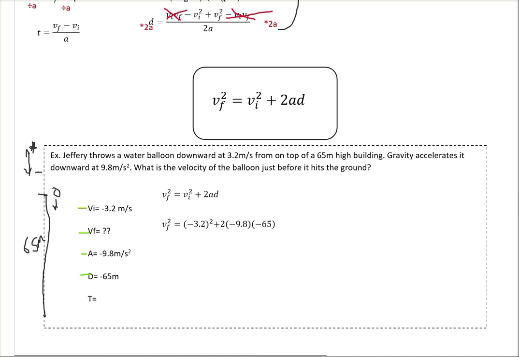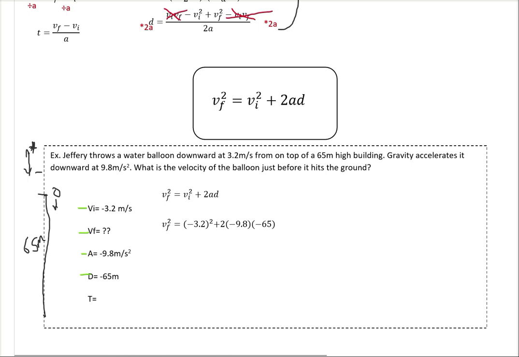vf squared is equal to negative 3.2 squared, and in this case it actually didn't matter that it's negative because negative 3.2 squared is still a positive number, but plus 2 times negative 9.8 times negative 65. You notice if you got one of these wrong, the negative or negative, that's when you're actually going to have a minus sign issue. So everybody, please watch your directions. I'm going to be looking at your questions, and I'm going to be looking for those minus signs and make sure that they're consistent. So watch out for that.